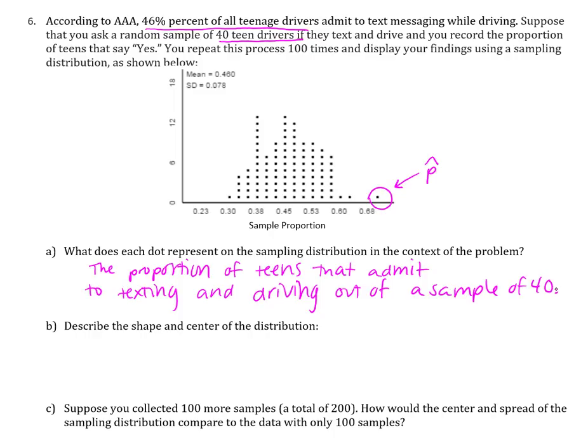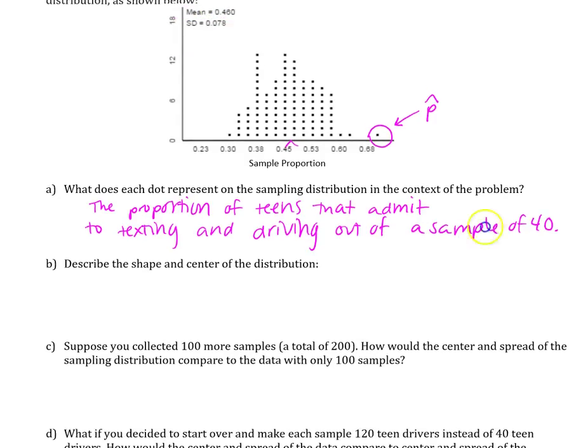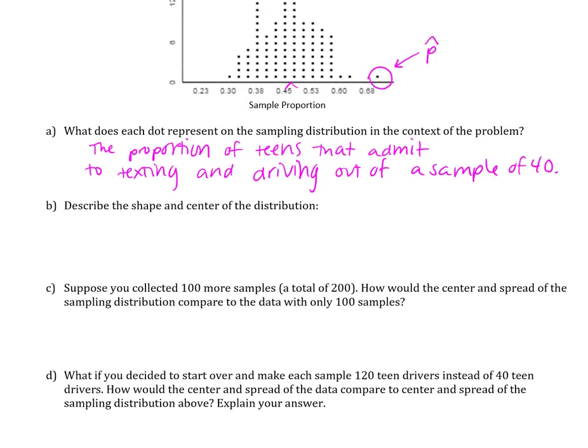So each one of those dots is representing 40 people that you asked, and then the proportion of which that admitted to doing so. So for example, right in the center roughly here, I have 53%, we'll say. So of your 40 people, 53% admitted to texting and driving. The shape is approximately normal. The center is roughly in the middle here around 0.46, which would be matching that mean up here. Okay, I'm not going to write that down, but just talk about it.